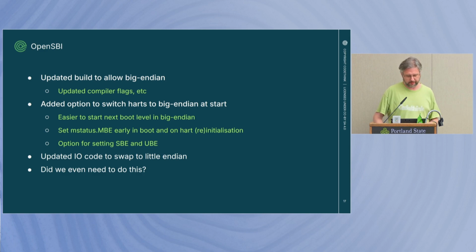So that added an option for not only M mode, but S and U modes as well. So basically, we're going to force everybody to work Big-endian. I/O code, that was quite easy to do as well. Did we even need to do this?